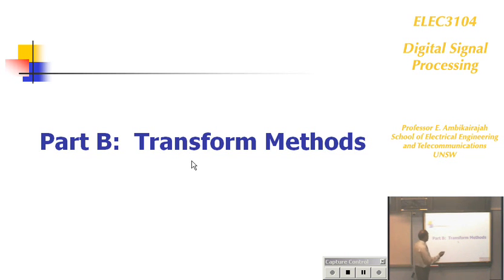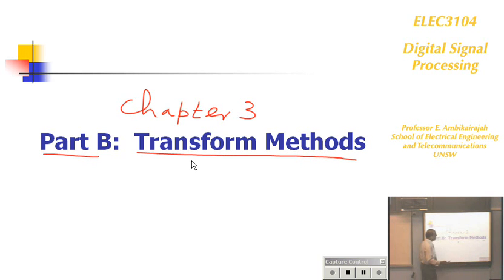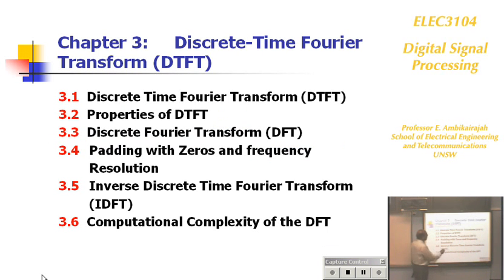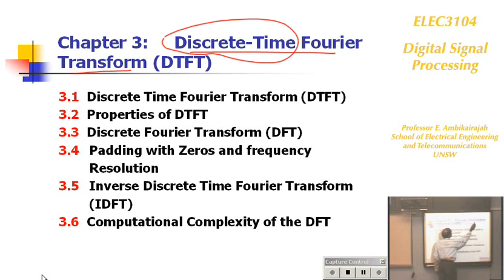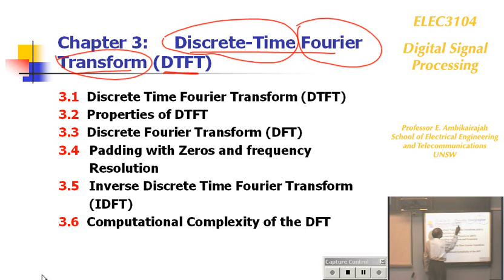Okay, we are on chapter 3, part B, transform methods. This chapter is dealing with Fourier transform, discrete time Fourier transform, and also fast Fourier transform and its applications. So it's mainly discrete time Fourier transform, basically discrete time signals, and you're taking Fourier transform of that. That's the basic idea. It's called discrete time Fourier transform.